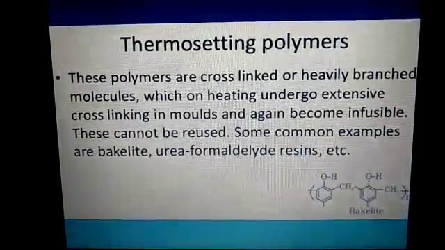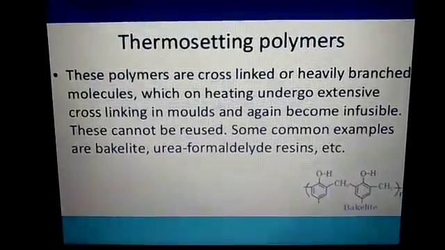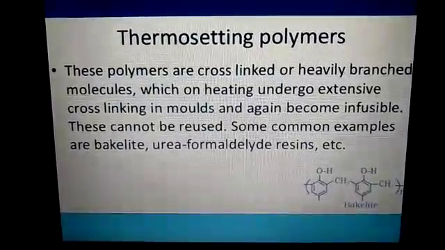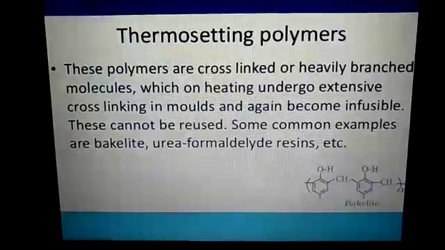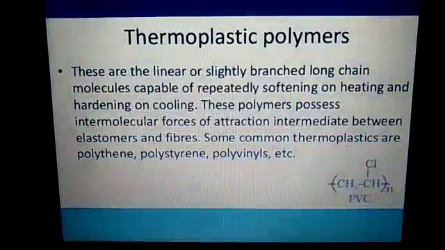Therefore, in the case of thermosetting polymers, we have examples such as bakelite and urea formaldehyde resins, and they cannot be reused again and again due to the development of extensive cross linkages.